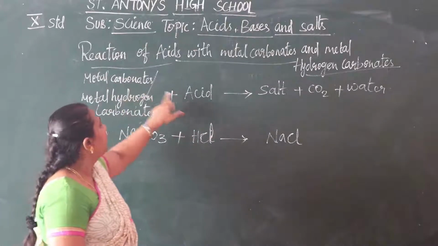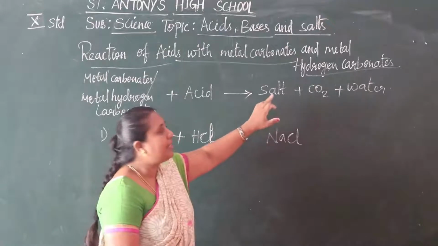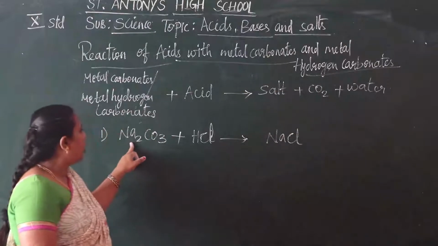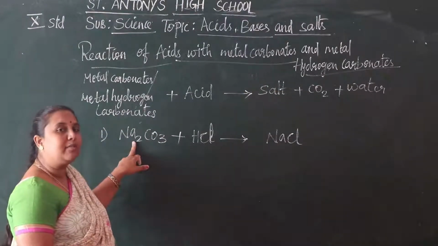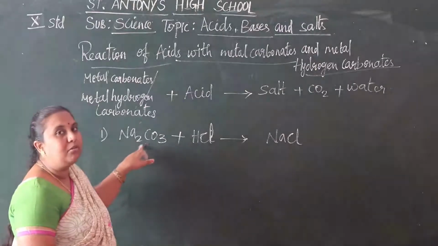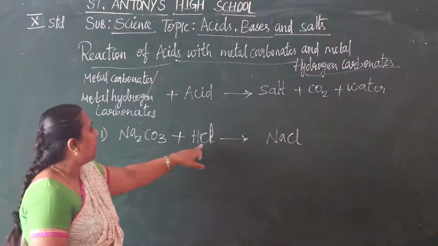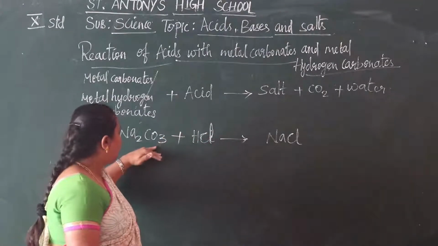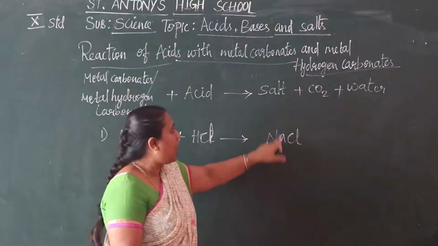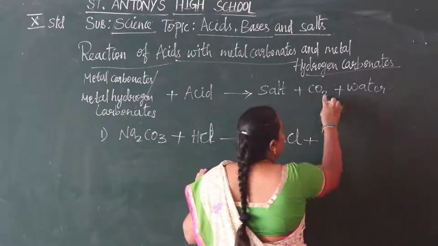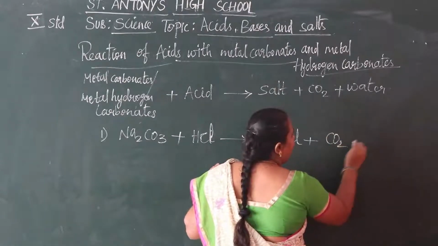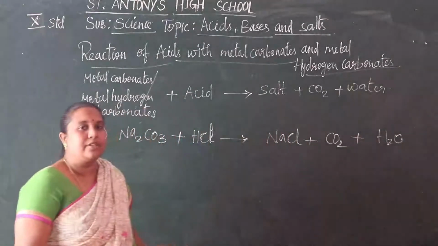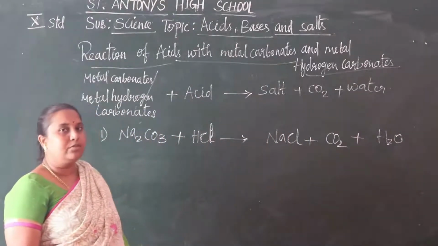Metal carbonate reacts with acid to give salt plus carbon dioxide plus water. The metal carbonate is sodium carbonate, Na2CO3, plus hydrochloric acid, HCl. It gives sodium chloride plus carbon dioxide plus water, H2O. After writing this equation, you should balance it.